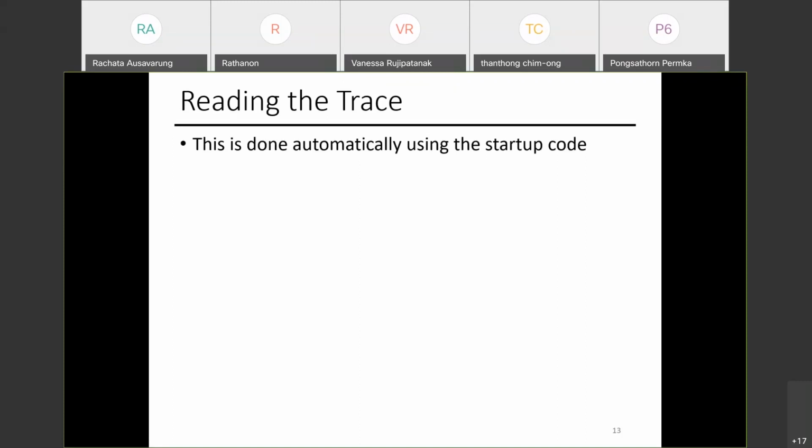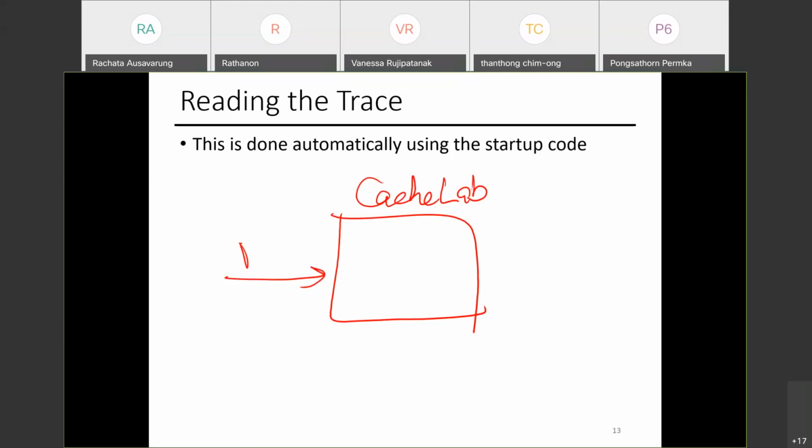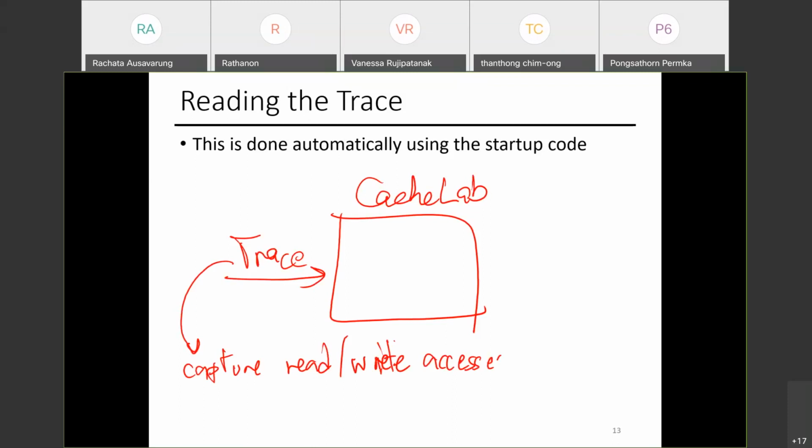A trace is basically, I provide a startup code for that. Let's look at this as your CacheLab. A trace comes in. A trace basically captures read and write accesses. You then model it. There's no output really. There's a built-in function to print the content of the cache, and that's all.